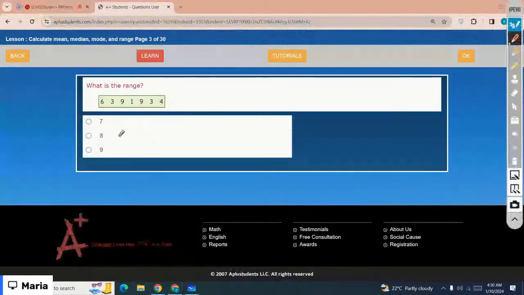Just look at your data: 6, 3, 9, 1, 3, 4. The lowest value is 1 in the data. The lowest or smallest, that is 1. The highest value in the data is 9. So range is the difference between the highest and lowest. So 9 minus 1 is 8. So the range of the data is 8.